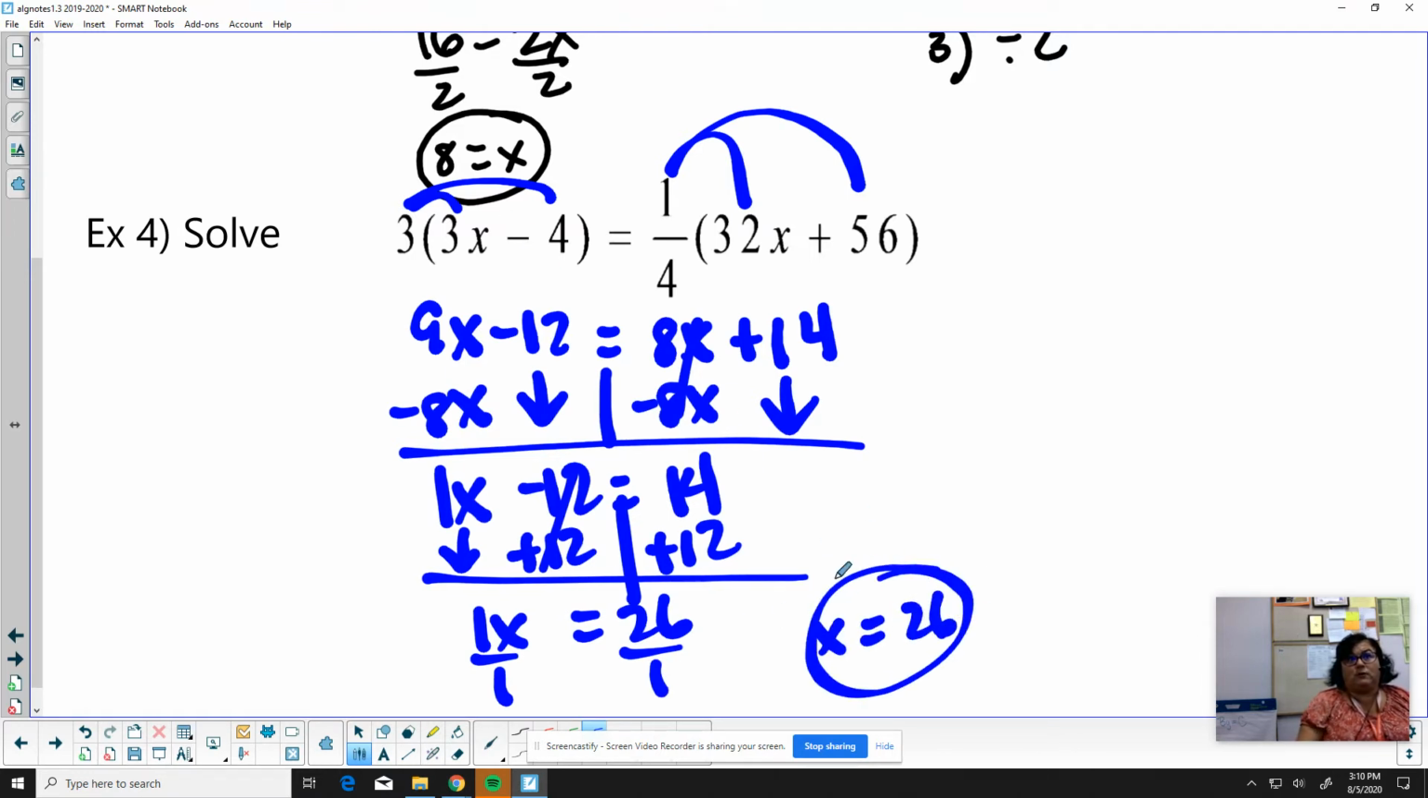Okay, and I could take the 26 and plug it back in, check it, and see if it's right. So although it looked terrible because it had parentheses on both sides and it had a fraction, okay, we have a calculator. We're not afraid of fractions because we have a calculator, and we know how to distribute.